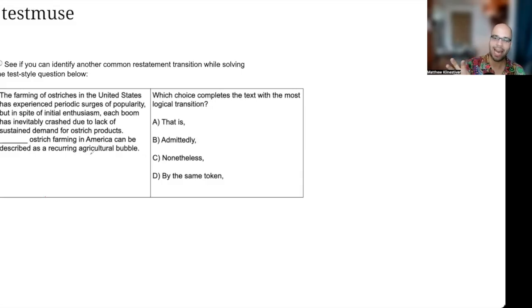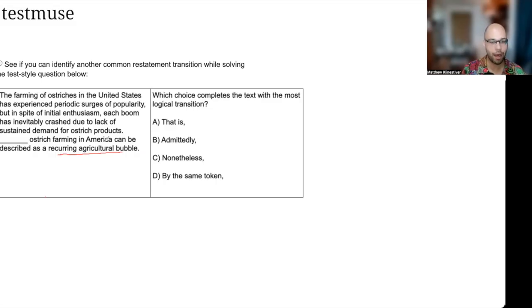This is kind of adding information. I mean, we could potentially say "therefore" here, or this could be a restatement, right? Boom and bust means expanded and then it popped, right? So that is a bubble. "In other words" would definitely work here, but we don't have an "in other words" answer here.